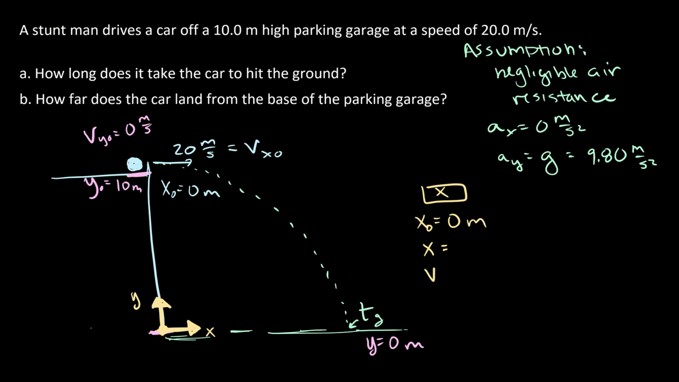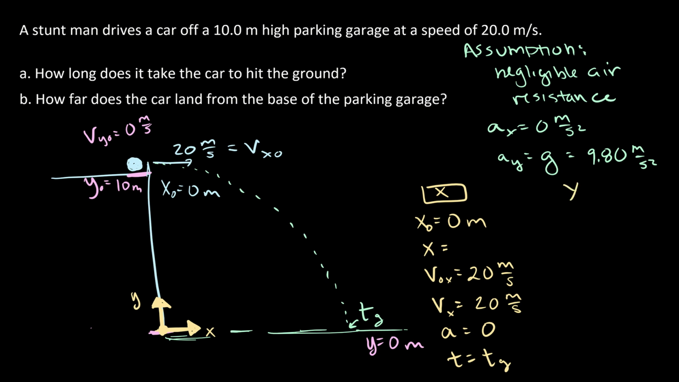My initial velocity in the x direction is 20 meters per second if it drives off horizontal and parallel to the ground. Since I have no acceleration, because this is a projectile motion problem, my velocity at any point is going to be 20 meters per second in the x direction. My acceleration is 0, and for part B, how far the car lands from the base of the parking garage, the time I care about is the same time I'm trying to find in part A. So the time in this x direction is the time when it hits the ground, which I'll call TG.